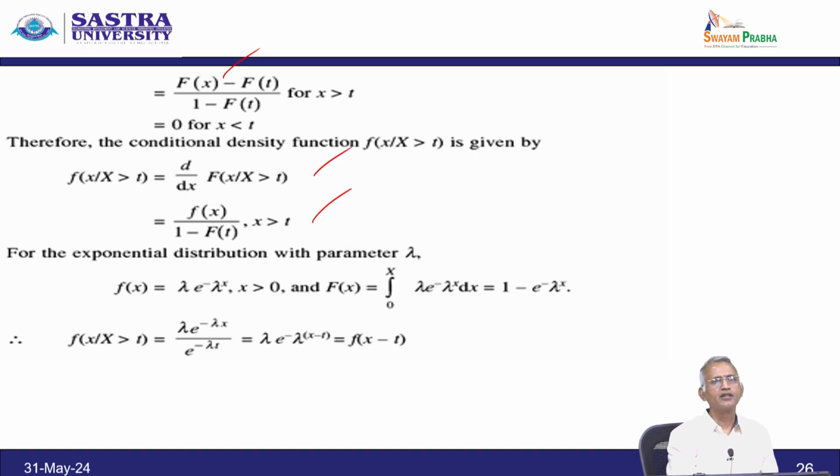For the exponential distribution, we have f(x) = λ e^(−λx), where x is positive, and F(x) is the integral from 0 to x of λ e^(−λx) dx, and integrating it, it becomes 1 − e^(−λx). So, after simplifying the upper limit and lower limit, we have λ e^(−λ(x − t)) equal to f(x − t).